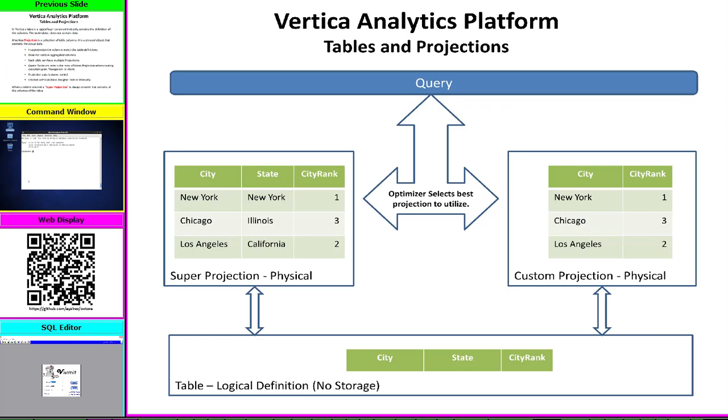For our city-state table, the table definition is stored as metadata as shown on the bottom of the diagram. We have a super projection that contains all 3 of our columns. We could also define a separate projection that only contained the city and rank columns. When Vertica executes a SQL query, it looks and determines the most efficient projection to use to satisfy the query. The super projection ensures that there's always a projection that can satisfy any query that you need to execute.